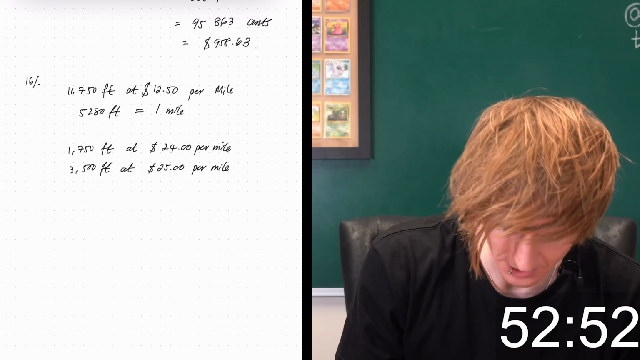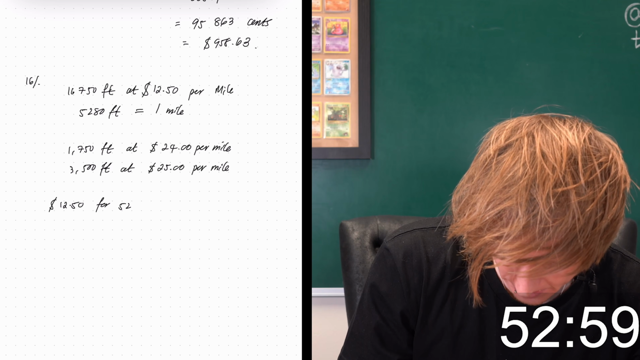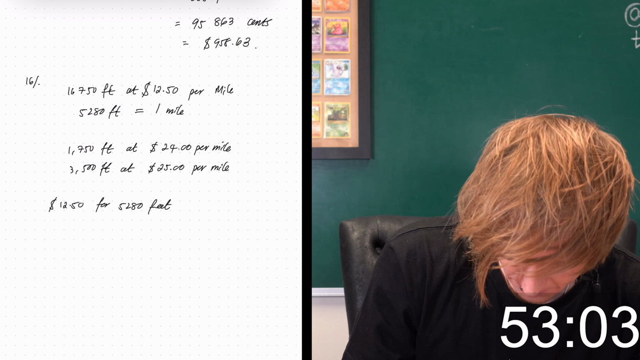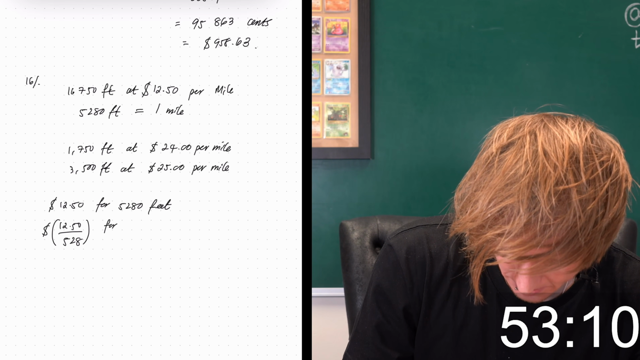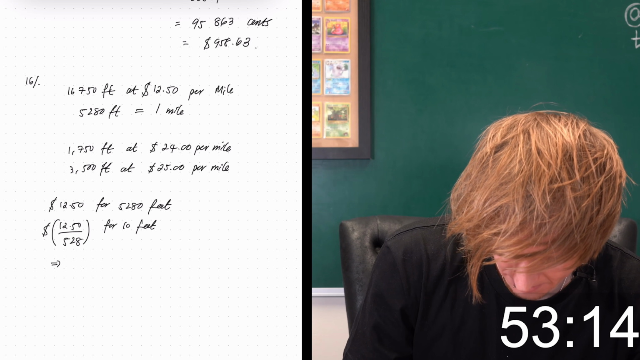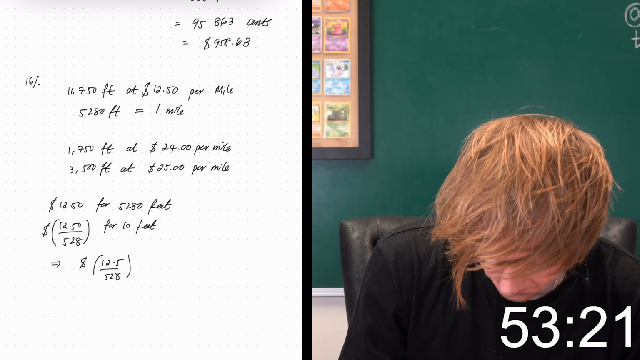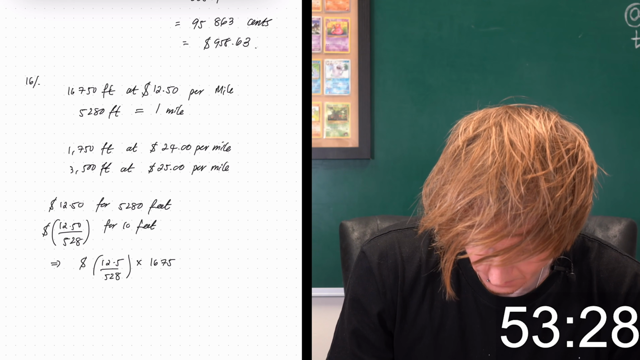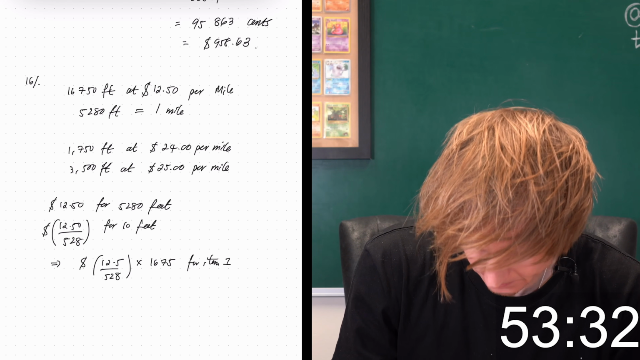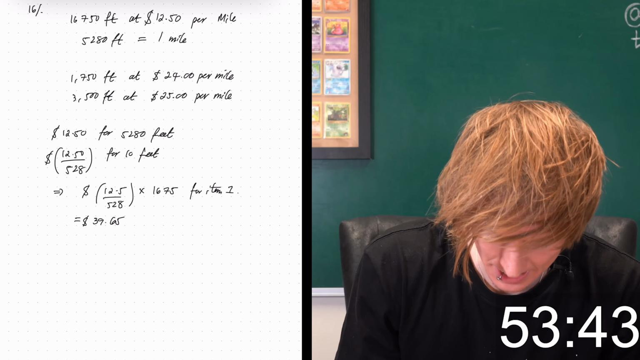So first one, for example, it's $12.50 for 5,280 feet. So it's therefore $12.50 divided by 528 for 10 feet, which means we have that number. Again, calculator: 12.5 divided by 528 times 1675 for item 1. Okay, so plug that in. So that equals $39.65 for item 1.